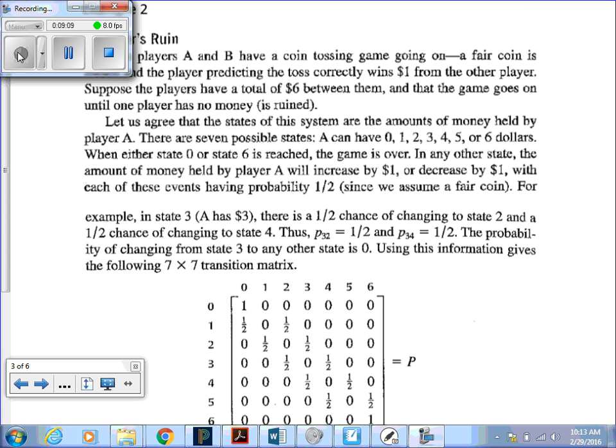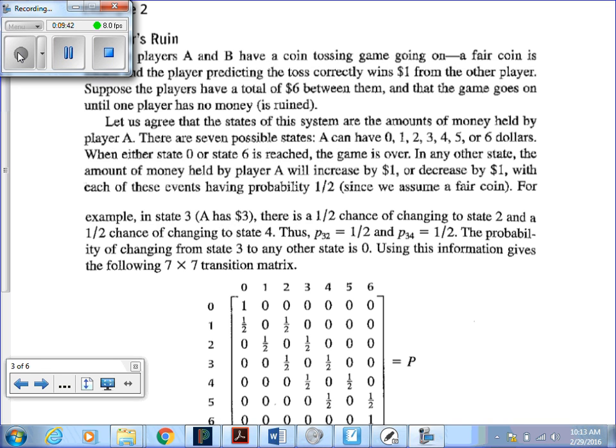All right, for the next example, it's kind of a long description of the problem, but basically we have player A and B and we're going to have a coin tossing. A fair coin is tossed and the player predicting the toss correctly wins $1 from the other player. So if you guess correctly, you win $1, the other player loses $1. Suppose the players have a total of $6 between them and that the game goes on until one player has no money at all. We're going to agree that the states of the system are the amounts of money held by the player.